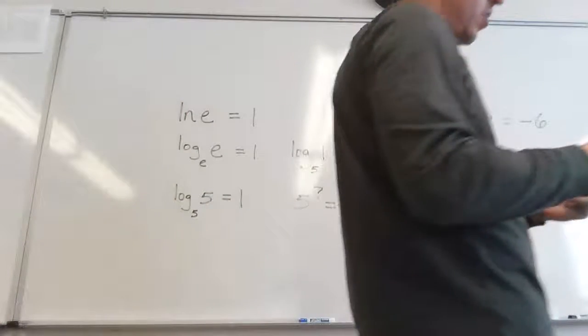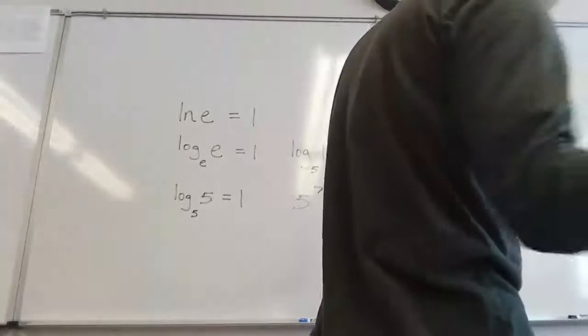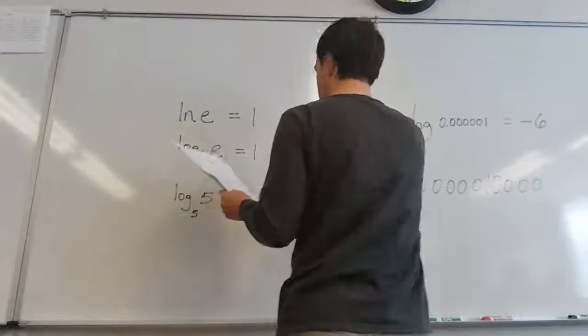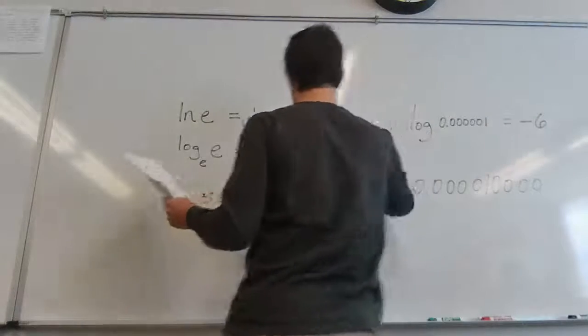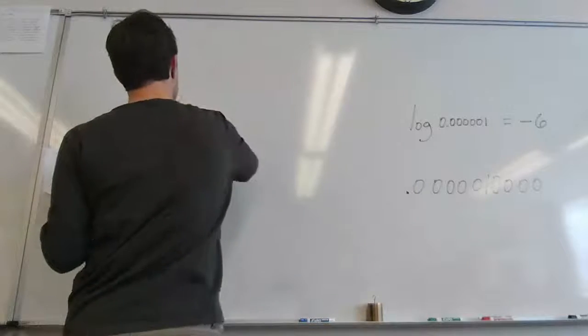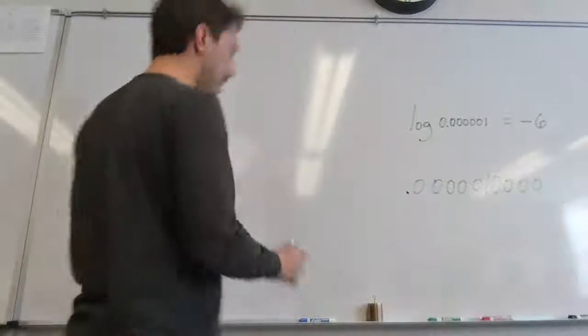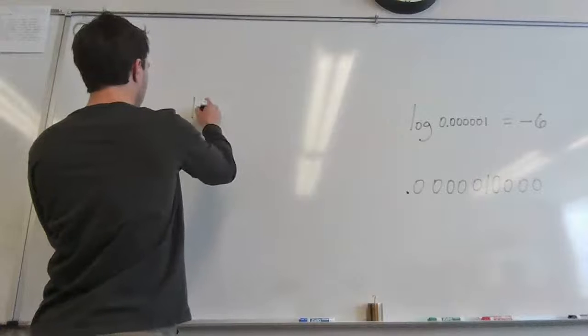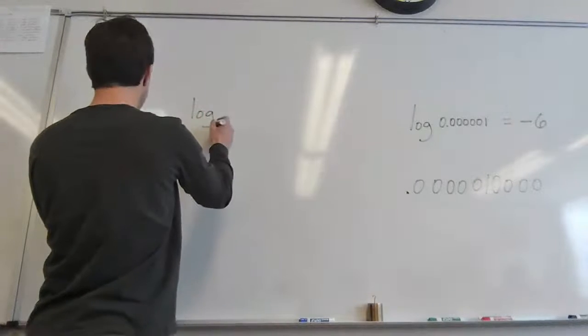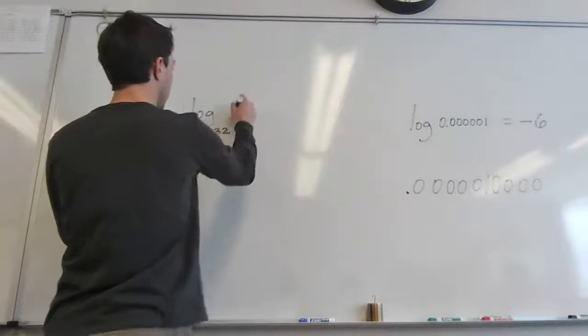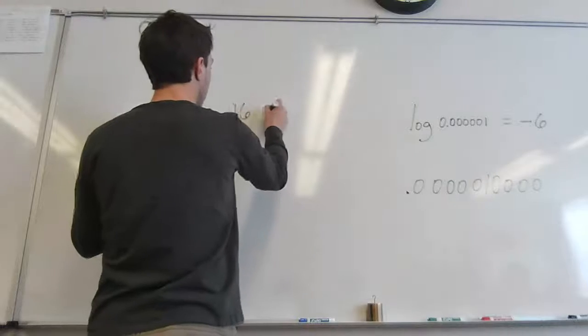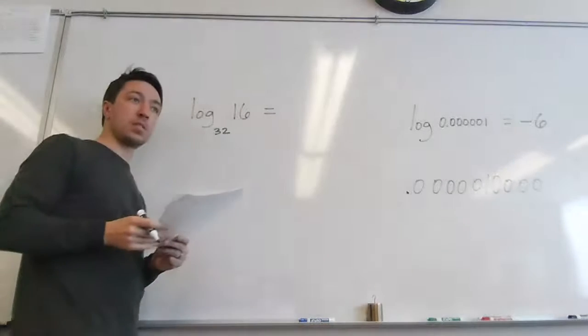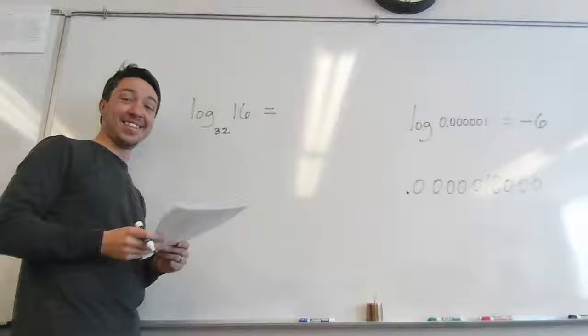Let's look at who got H? 6H. What's log base 32 of 16? You skipped it. Sounds like AJ's got it. Okay, so how did you figure that out, AJ? Well, if you take 32 and put it to the 4th, it's 56.